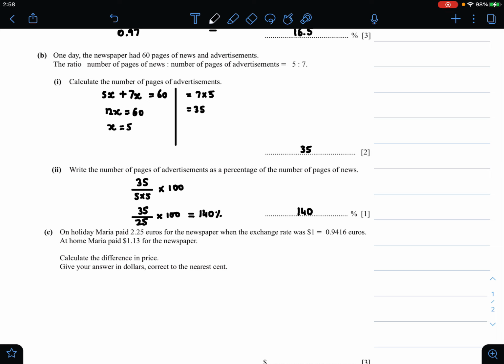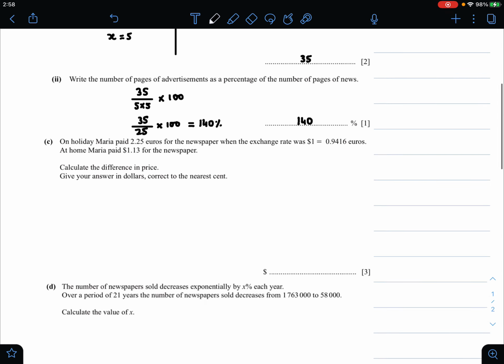Now let's move to part C. They are asking you to calculate the difference in price. They've told you that on a holiday Maria pays 2.25 euros, and at home she pays $1.13, and they've given us the exchange rate. So let's do that. We have to calculate in dollars. So let's convert euros to dollars.